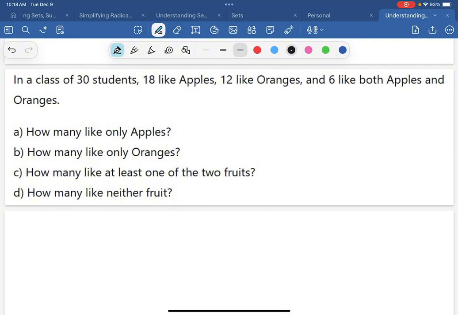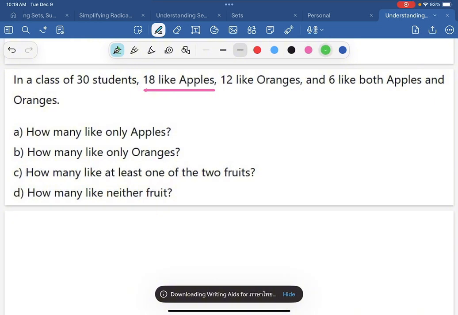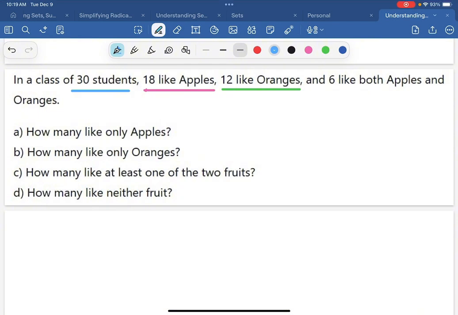Let's start with this first problem. In a class of 30 students, 18 like apples, 12 like oranges, and 6 like both apples and oranges. So before we go over the questions here, let us draw them accordingly. So let's have pink for apples and green for oranges. And remember that when we talk about the totality or the universal set, we have here 30 students, we're going to draw a rectangle. So let's have it this way.